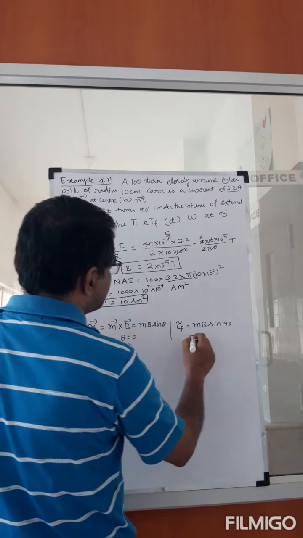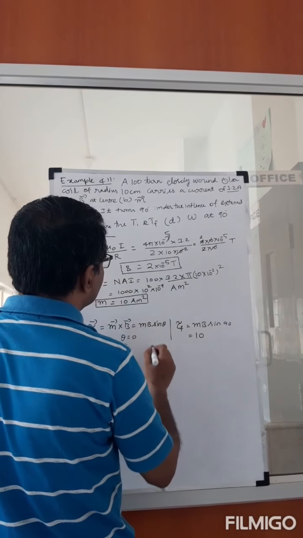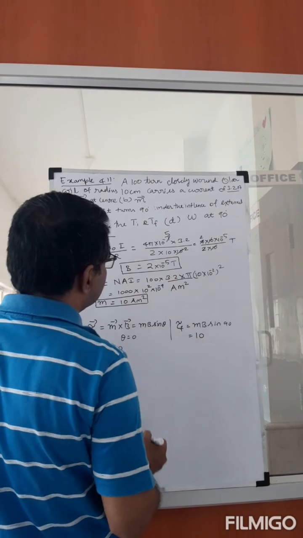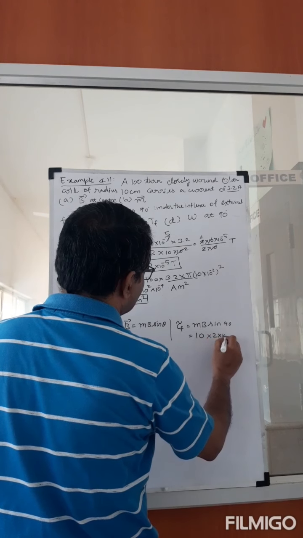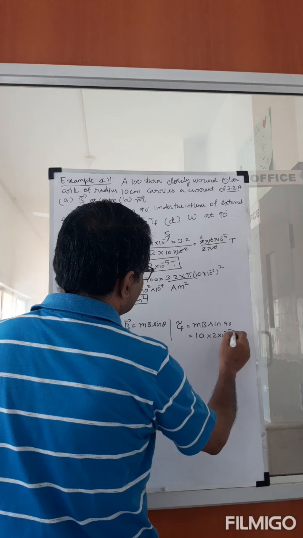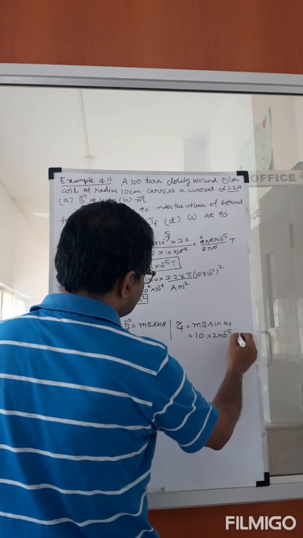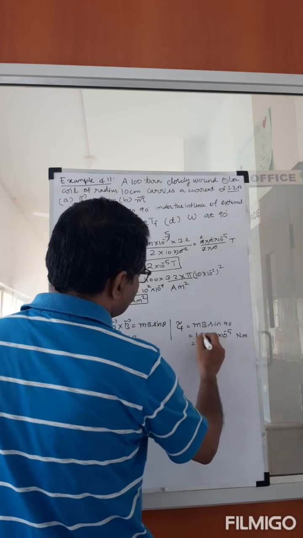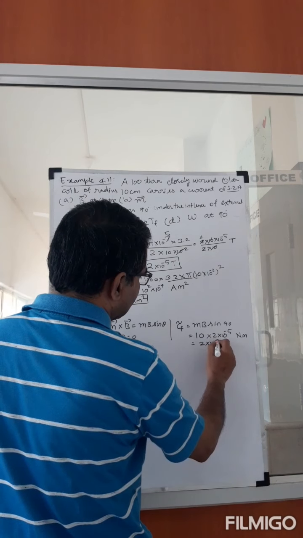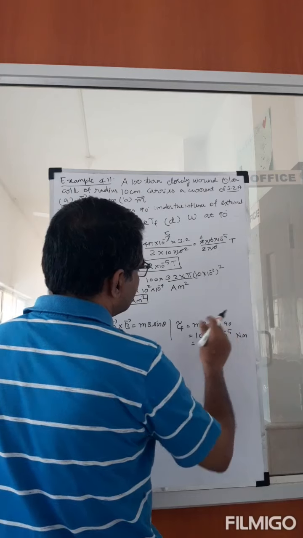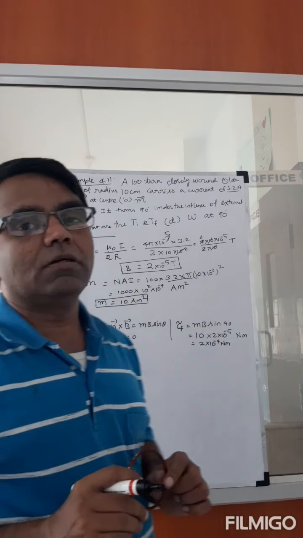What is M? M is 10 ampere meter squared. And what is B? B is 2 into 10 power minus 5. So this is going to be in Newton meters. We get 20, so 2 into 10 power minus 4. So this would be the torque.